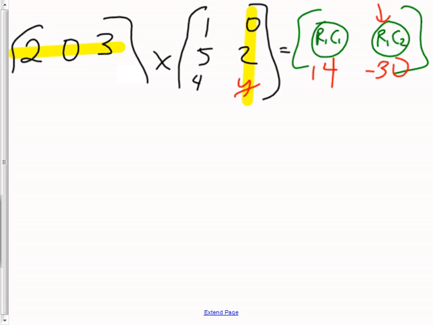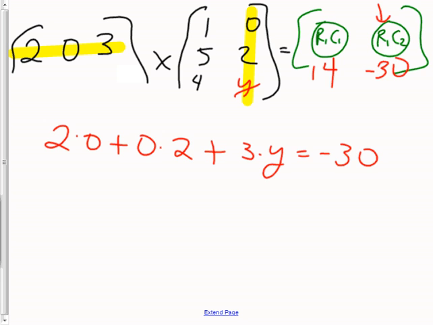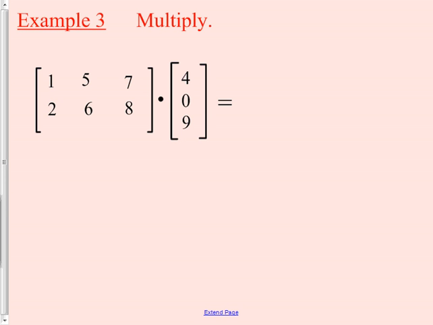Okay, so did you go 2 times 0 plus 0 times 2 plus 3 times y is equal to negative 30? You know what I'm saying? And you could simplify that a lot because these are 0, and then it's just 3y equals negative 30. See? All right. So given that, go to example 3. Without any help from me, let's figure out that answer. I'll pause while you try that.